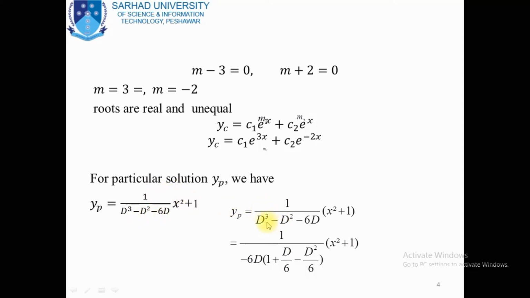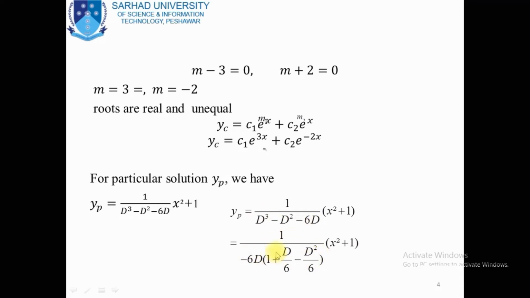So take the lowest degree term. The degree of this term is 3, the degree of this term is 2, and the degree of this term is 1. So this is the lowest degree term. Taking common the lowest degree term, minus 6D, we can write 1 plus D by 6 minus D square by 6.